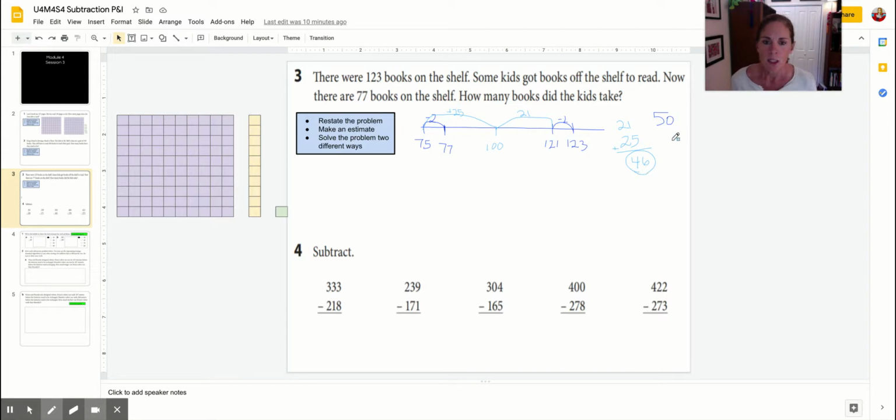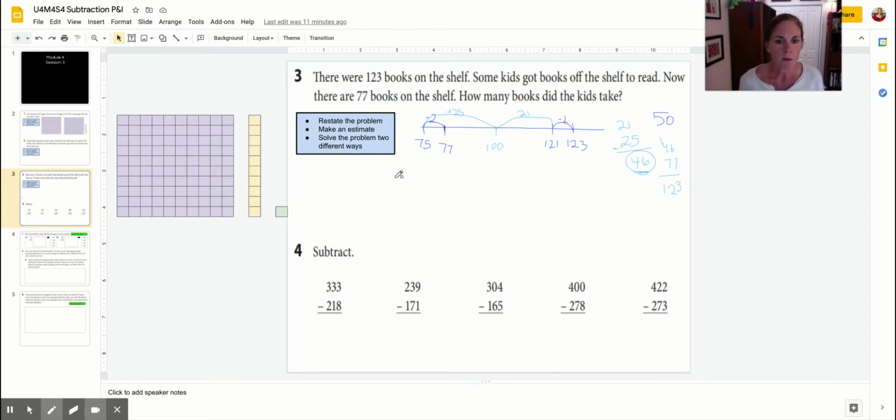So I feel pretty good about that. If I wanted to check my work, I would say 46 plus 77. Let's see, 6 plus 6 is 12, so 6 plus 7 must be 13. And let's see, 5 plus 7 is 12. So 123, yeah. So the answer is 46.